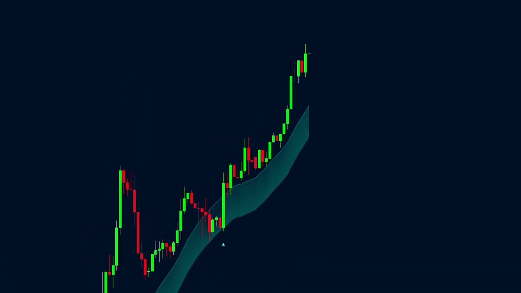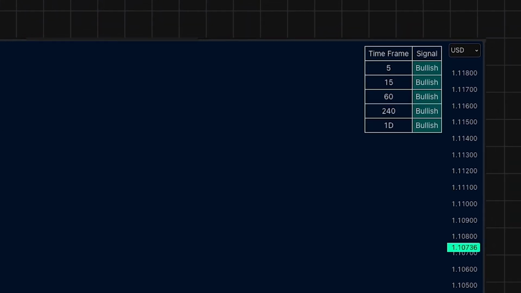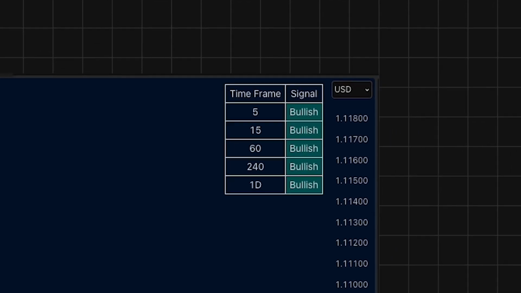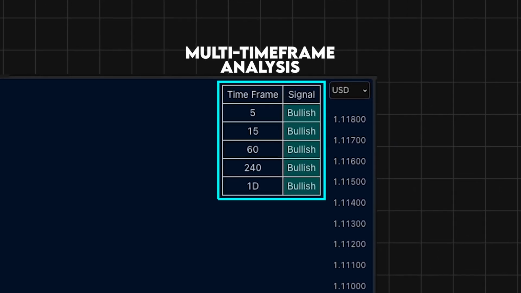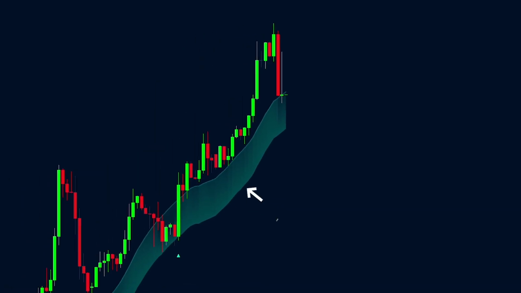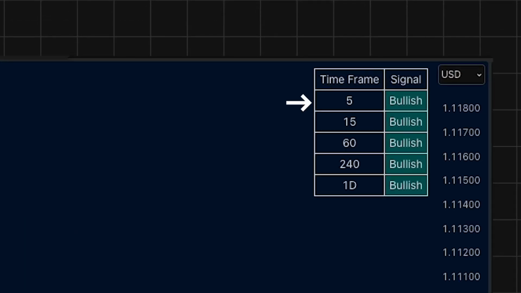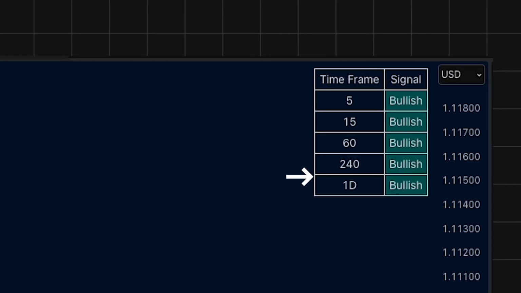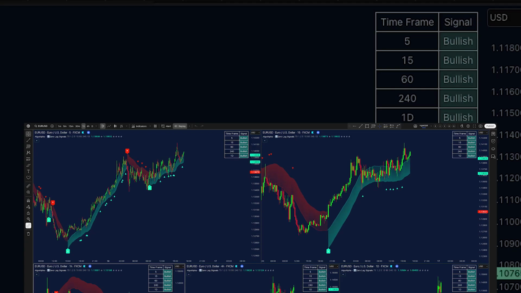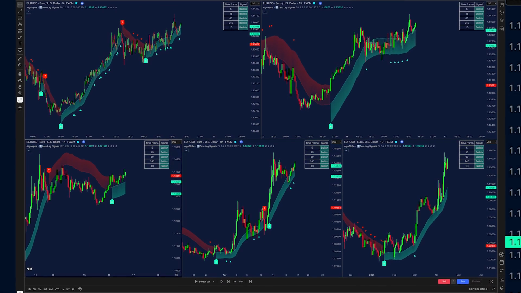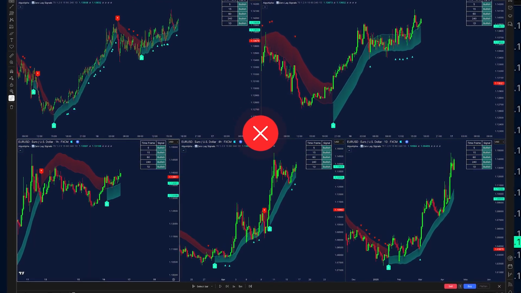That's your entry. But what truly separates this indicator from everything else on TradingView is a feature called multi-timeframe analysis. You're not just seeing the 15-minute trend, you're also seeing the 5-minute, 1-hour, 4-hour, and daily trends all at once. That's like having 5 indicators in one, giving you a complete market picture without cluttering your chart.